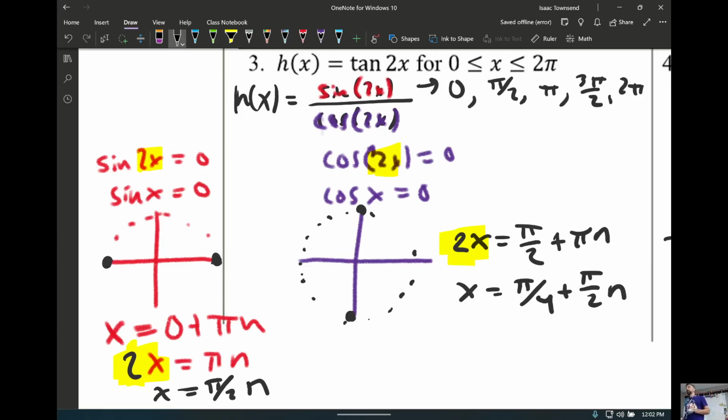So cosine 2x equals 0 at pi over 4 plus integer multiples of pi over 2. So if I take pi over 4 and add pi over 2, that would be 3 pi over 4. If I add another pi over 2, that would be 5 pi over 4. If I add another pi over 2, that would be 7 pi over 4.